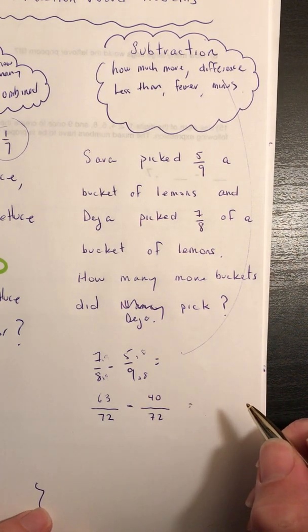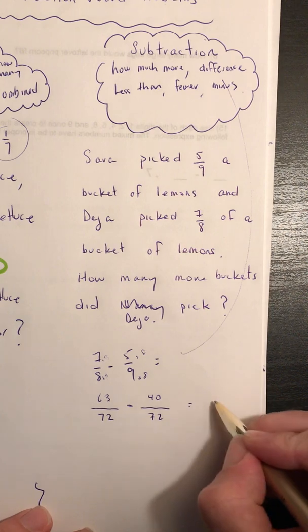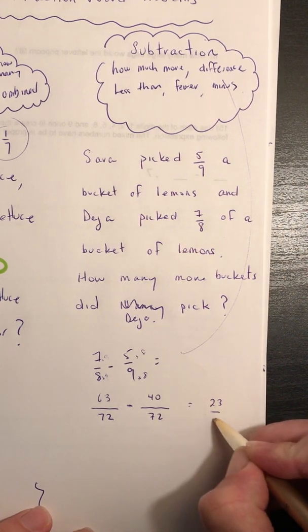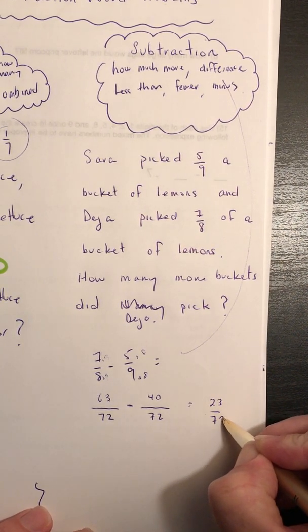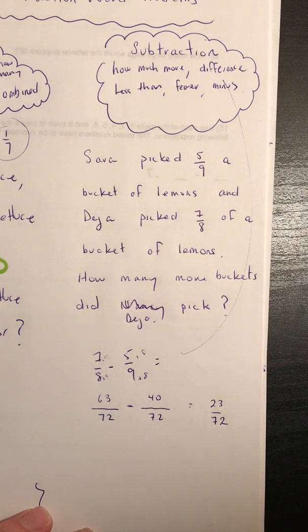Okay? So we have 63 minus 40 over 72. What is that going to give us? 23/72. Okay? 23/72. This is a weird fraction. But really, let's just go ahead and see if we can simplify it. I'll give you 15 seconds. Go in your fraction calculator or see if you can simplify that. I will do the same to check it.